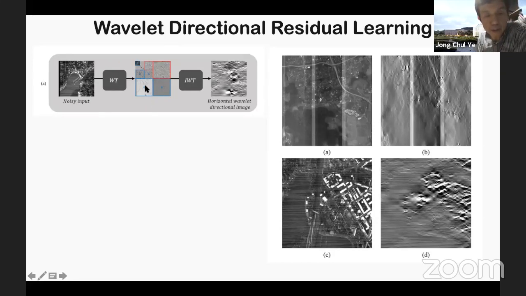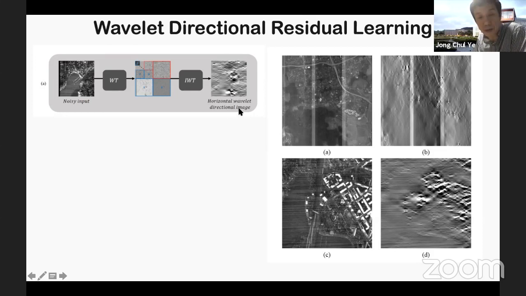We do the wavelet transform. Then in the wavelet domain, the artifact is more visible because it has a specific directional pattern, as you can see here. This one is horizontal dominant, and this one is vertical dominant. Using those bands and then doing the inverse wavelet transform, you end up with images with the artifact plus some of the signal.